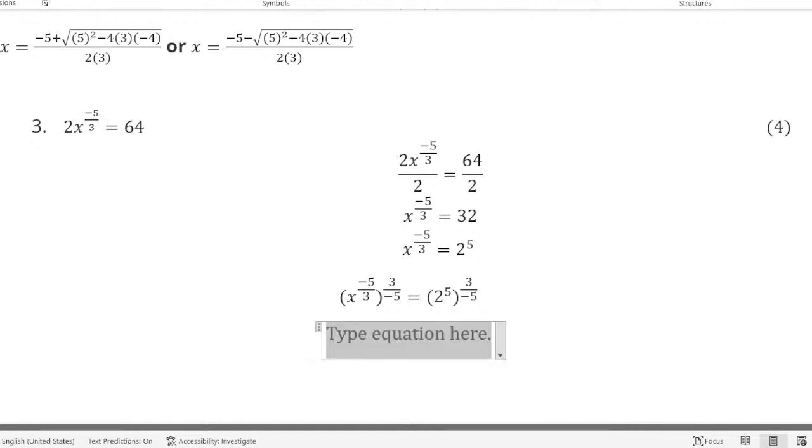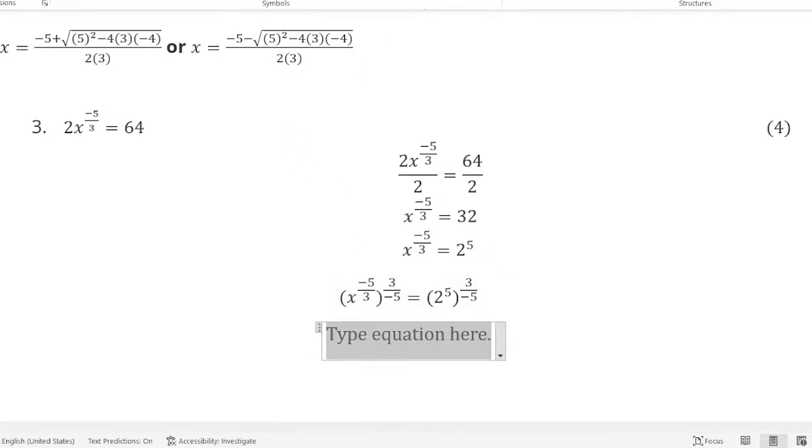So here, negative 5 multiplied by 3 is going to be negative 15, right? We are saying negative 5, the numerator of the exponent, multiplied by 3 is going to be negative 15. And then we go to the denominators, it's going to be 3 multiplied by negative 5, again negative 15. Let me just write it down.